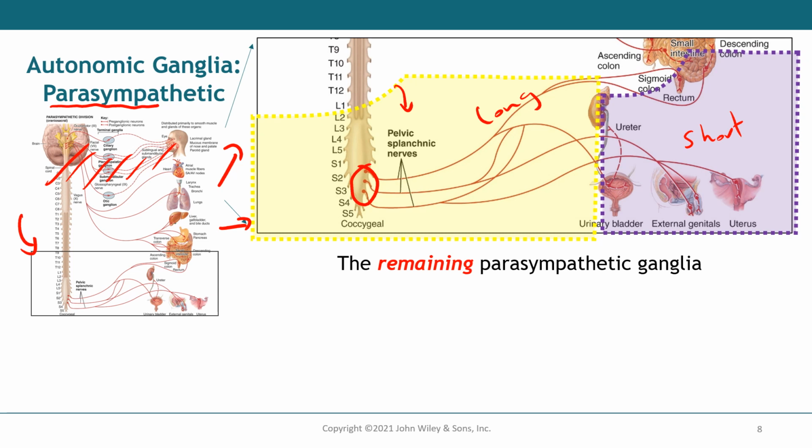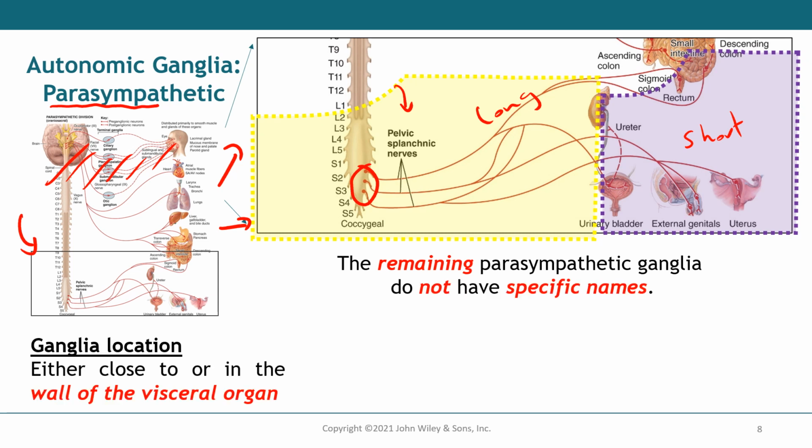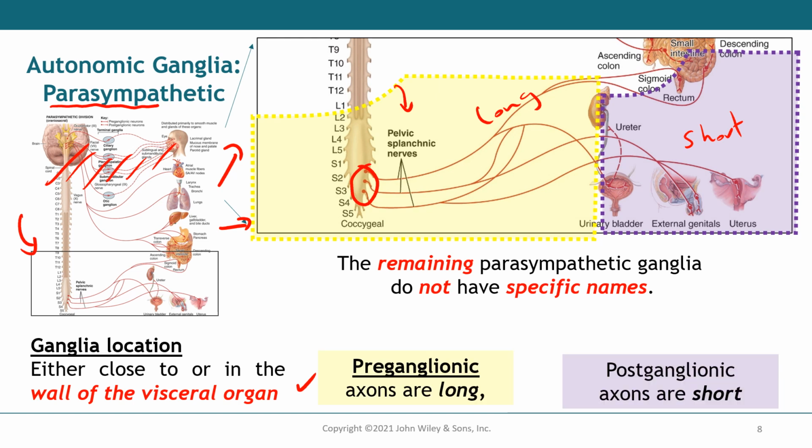So remember, there are no specific names. I already told you about the location of the ganglia. They will be close to the organs. And remember, the preganglionic axons will be long, while the postganglionic axons will be short. Okay, with this we finish this section. Now we're going to move into the postganglionic neurons.